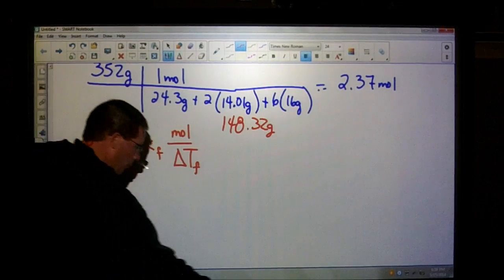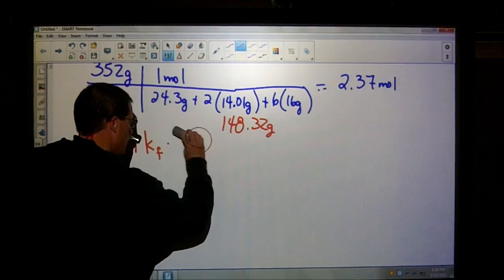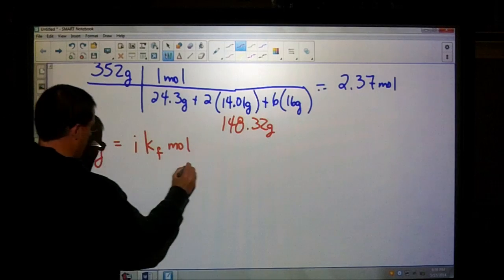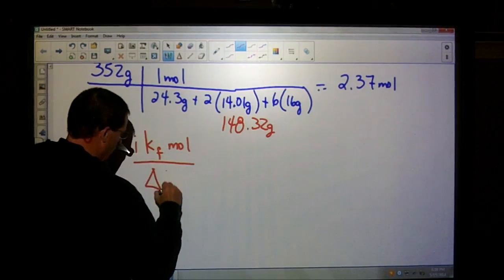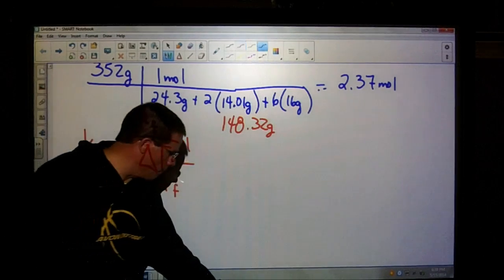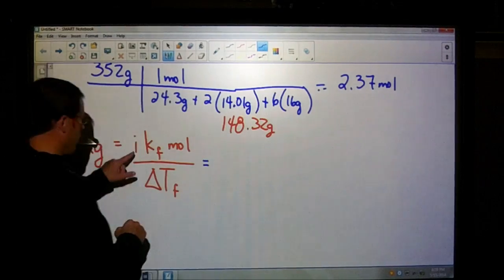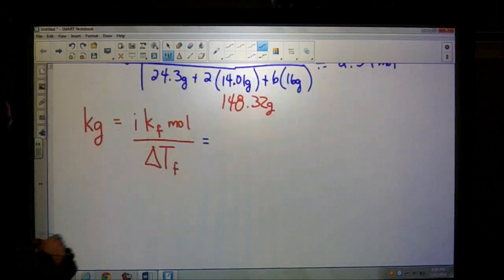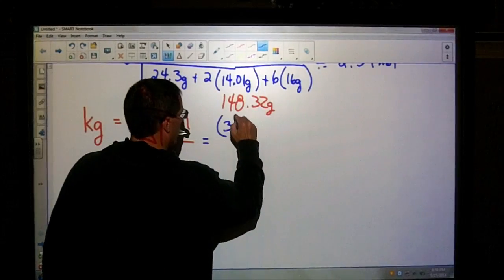Actually, that kind of looks sloppy. Let me rewrite that. Moles over delta Tf. Okay, so that's how our equation looks now. Let's plug in the values that we know. So again, my Van Hoff factor, which we said up here was 3. Let's plug that in, 3.